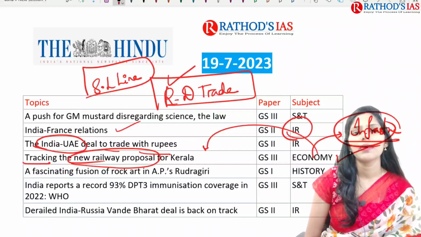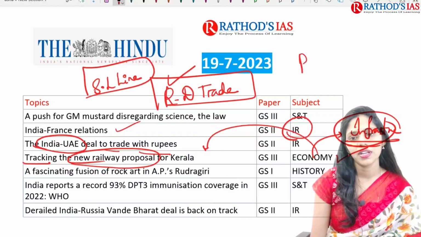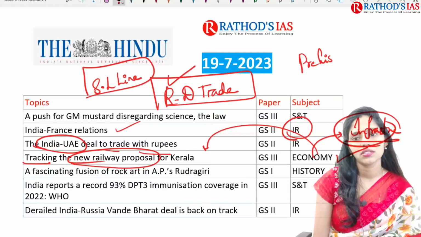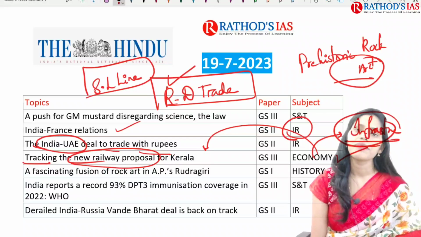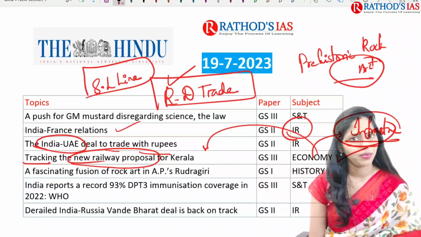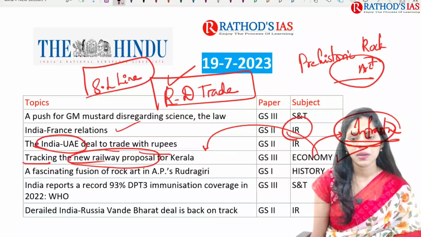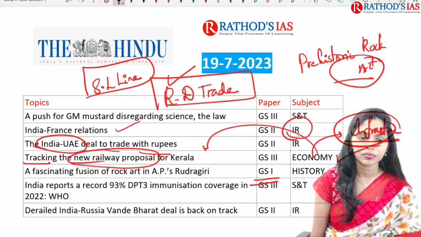And the next topic is about rock art, that is, prehistoric rock art, which is seen in 3 caves located in Andhra Pradesh's Rudragiri area. This topic is important from your history point of view, which comes in GS paper 1.